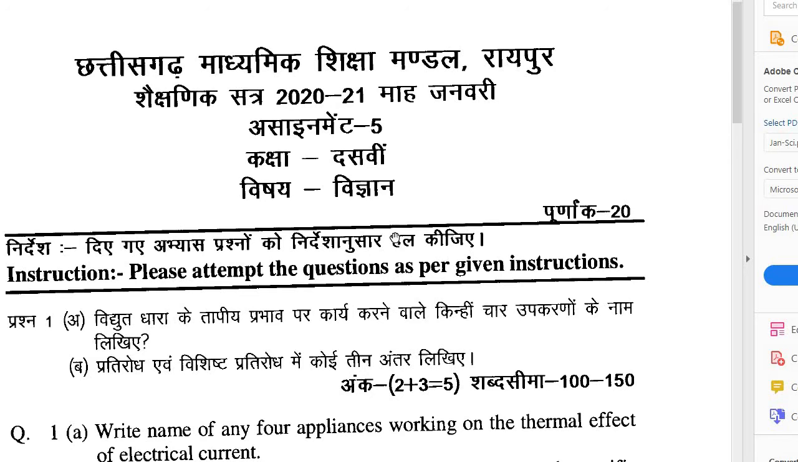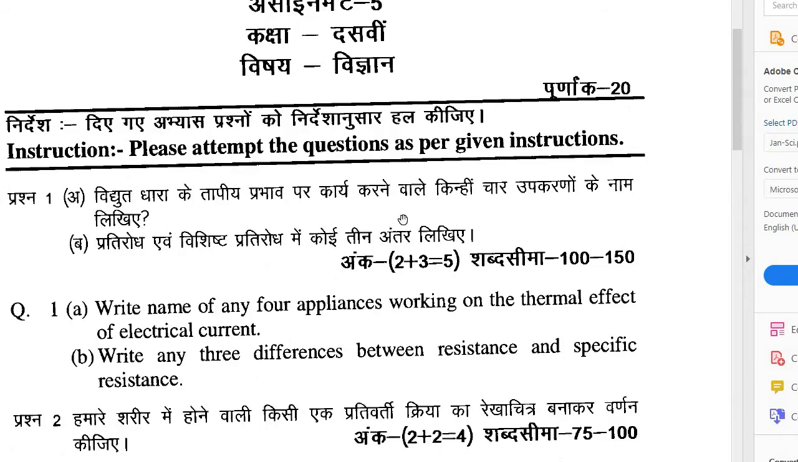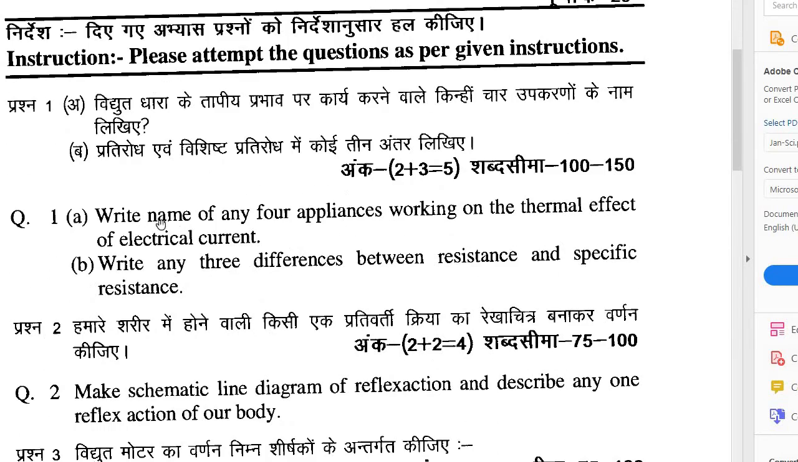Class 10th Science Assignment, January. First question is given: write the names of any four appliances working on the thermal effect of electric current. Then write any three differences between resistance and specific resistance.